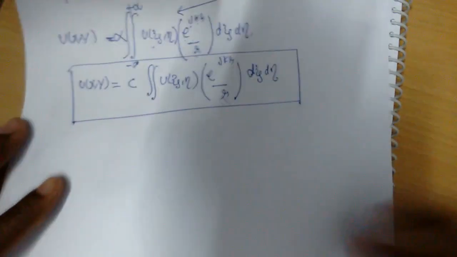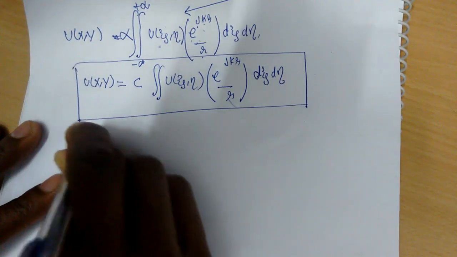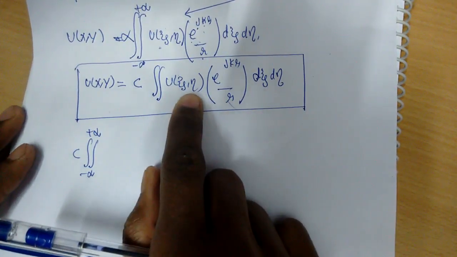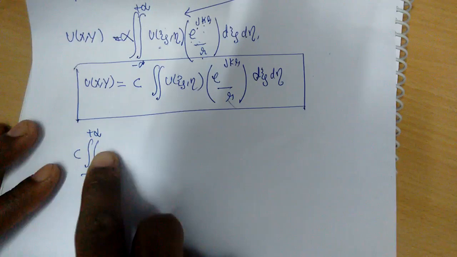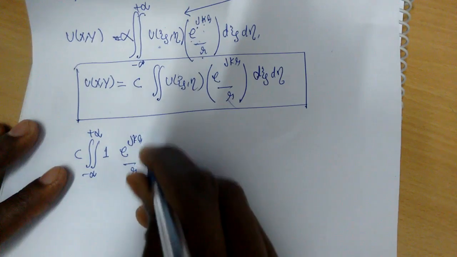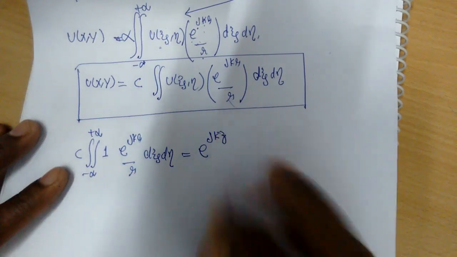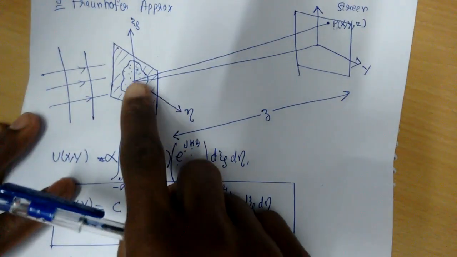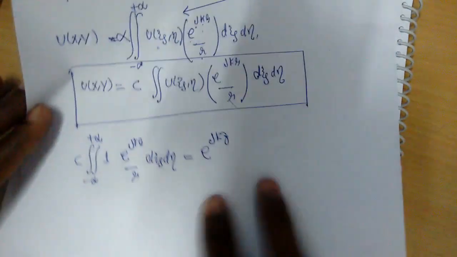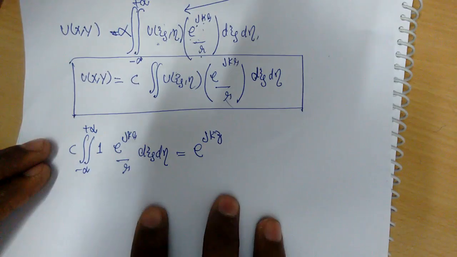Okay, so now let me write. You just assume that the value of the transmission is 1 everywhere, which simply means that there is no slit, there is no aperture. So you make it 1, and the value of this integral will be simply the plane wave. This z is the distance between the aperture and the screen. So this is the normalization condition, and we will be calculating the value of the constant from here. So how will we do that?